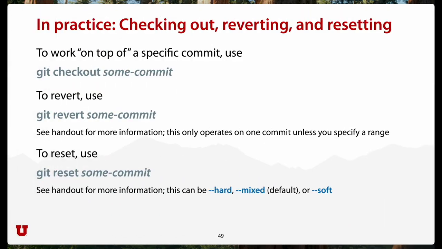Now you can also just work on top of a specific commit. This is just moving head, but not any branch references. You can do this with git checkout and then some identifier like a commit hash or a branch name.